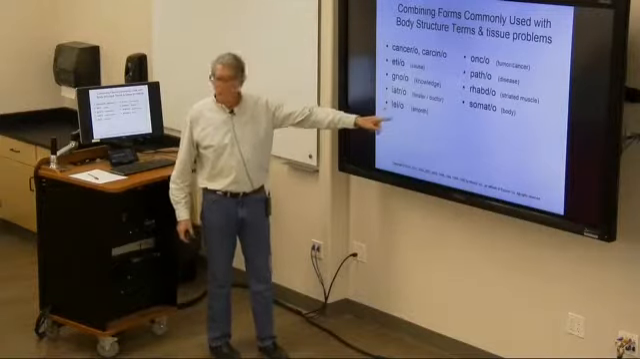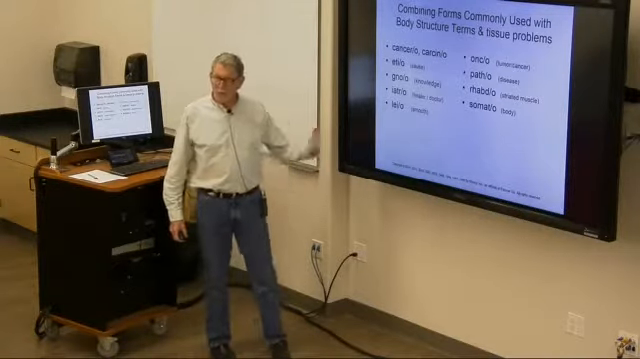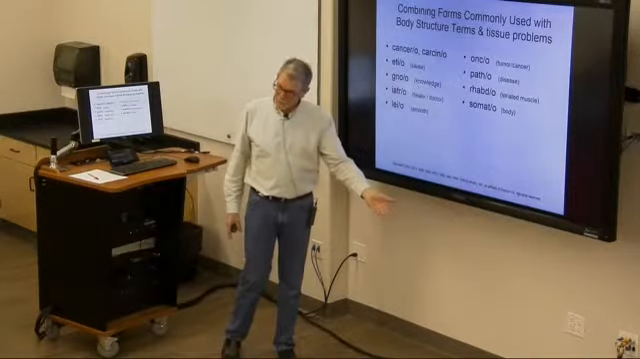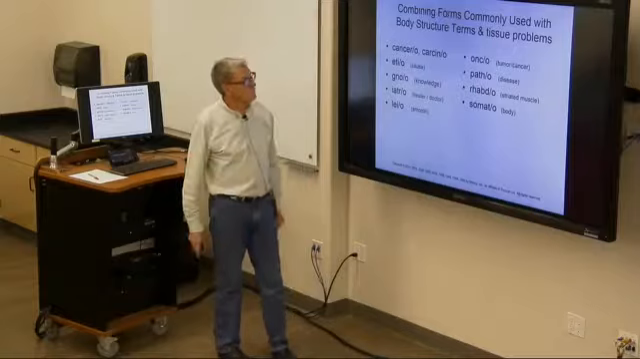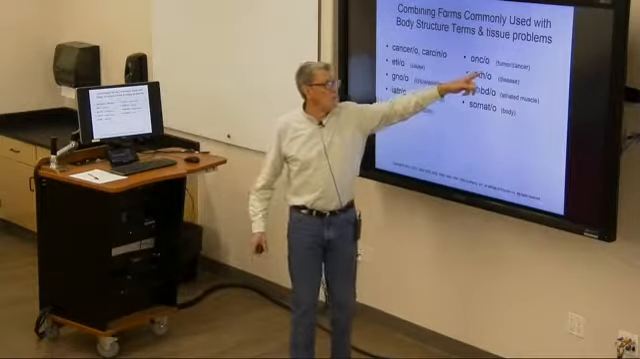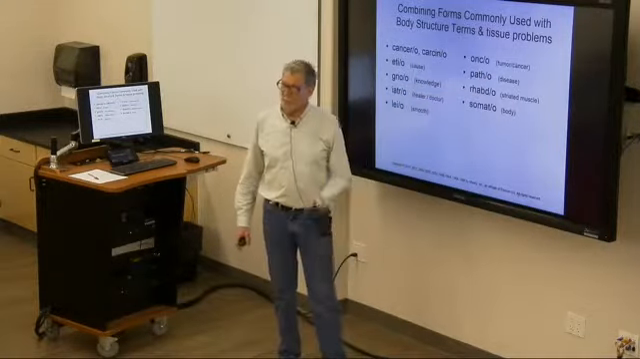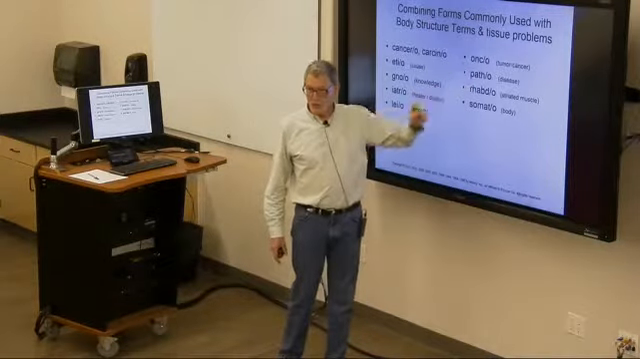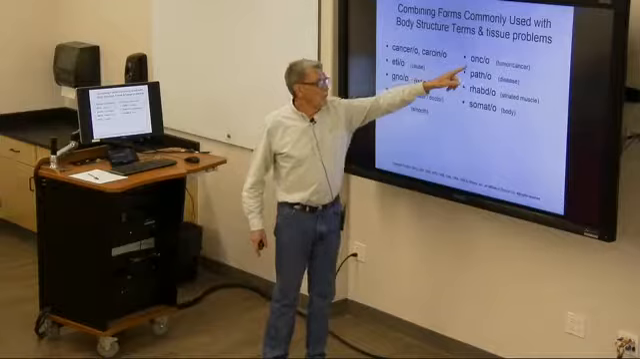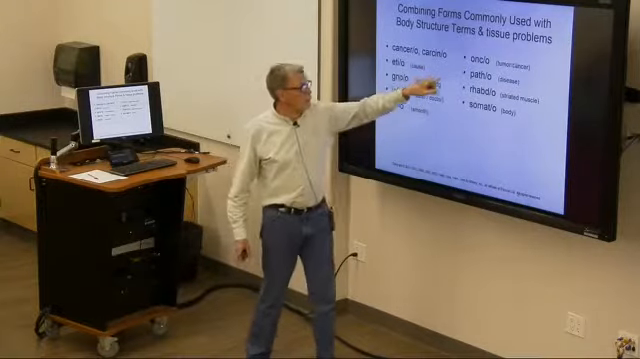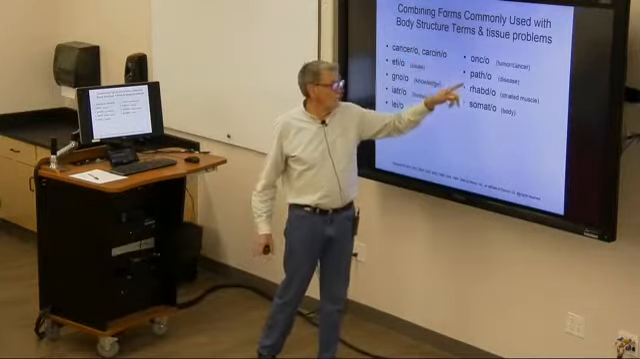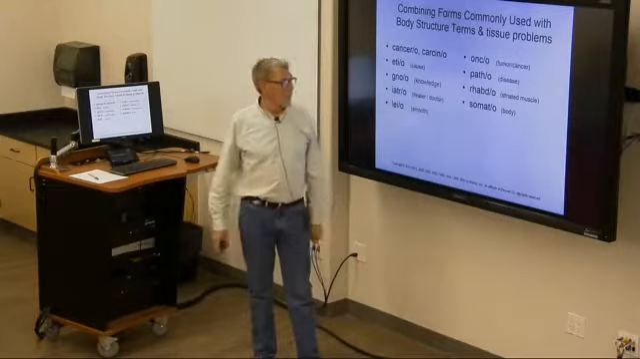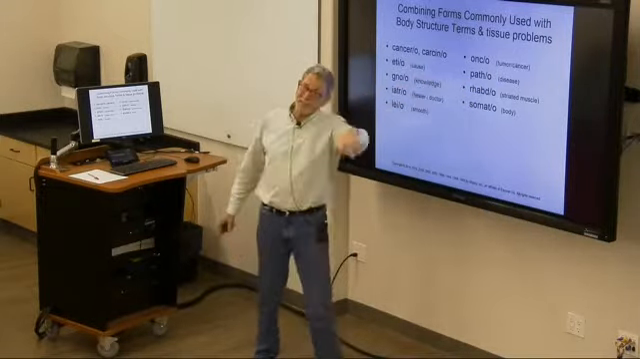Leio means smooth. So a leiomyoma is a smooth muscle tumor. Onco is a tumor. It doesn't have to be cancerous, but an oncologist is someone who studies tumors. Patho, we know, is disease. We saw that before.